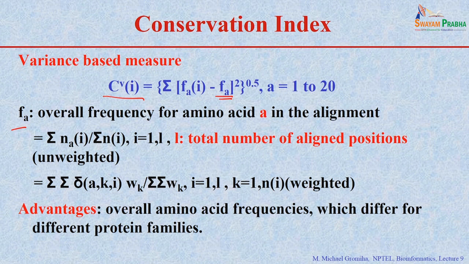Here for the frequency, we either use weighted ones or unweighted ones. If you use unweighted ones, then you get this equation: N Fa I divided by sigma N Fa I, I equal to 1 to L, where L is the number of aligned positions. This is for unweighted. If you want to go with the weighted ones, then we give the weightage delta A comma K comma I, and depending upon the weightage you can give this equal to 1 or equal to 0. So what are the advantages of having weightage? Here the overall amino acid frequencies are different for different families. If you want to include this information, then we need to give weightage to the different protein families, and then you can see which one is highly conserved compared with the other ones.